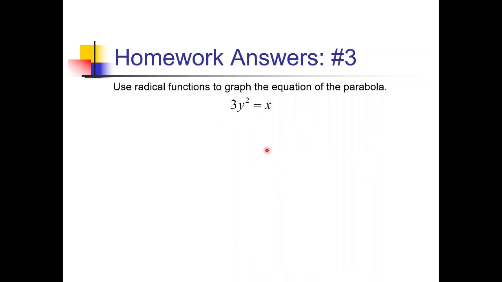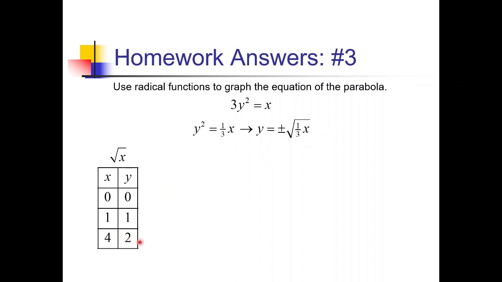To graph this function, let me start by dividing both sides by 3. Eventually I need to isolate this y. So we have 1/3 x. And then I'm going to take the square root of both sides with a plus and minus thrown in. So we have plus or minus the square root of 1/3 x. Let me write my parent table for the square root function. That's 0, 0, 1, 1, and 4, 2.